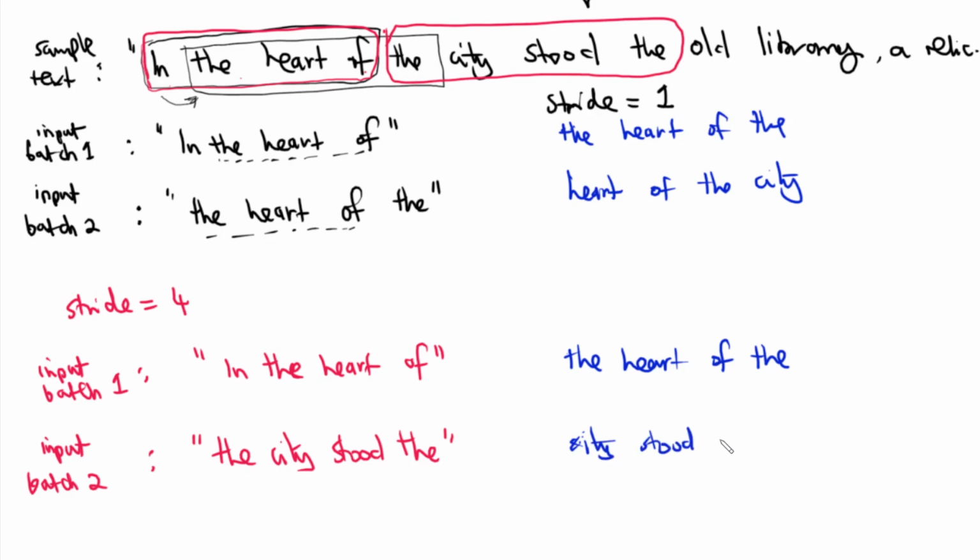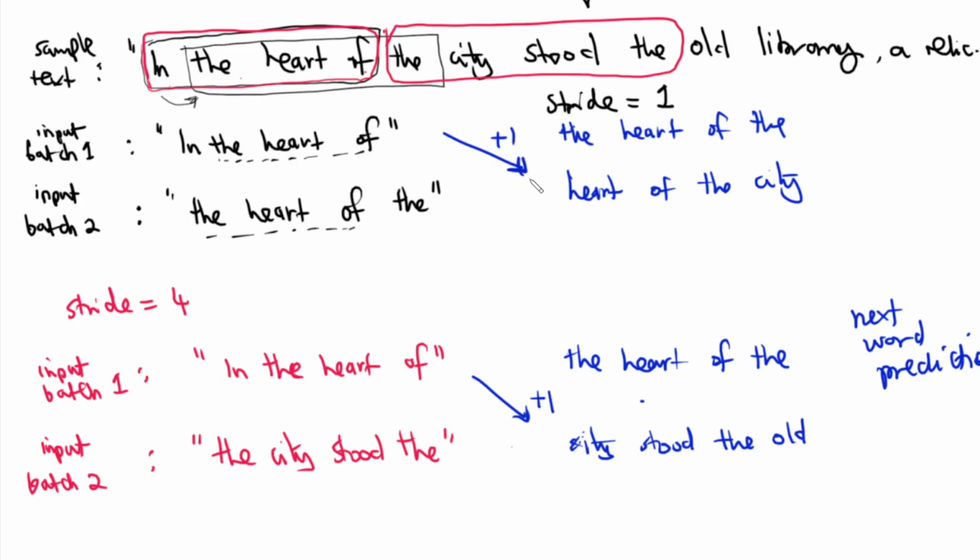So this will always be plus one. To get this, we always add plus one, no matter the stride. Because what we're trying to do is next word prediction. So we always take the next word, plus one, to get our y. These are our y's. Y's are not affected by stride.